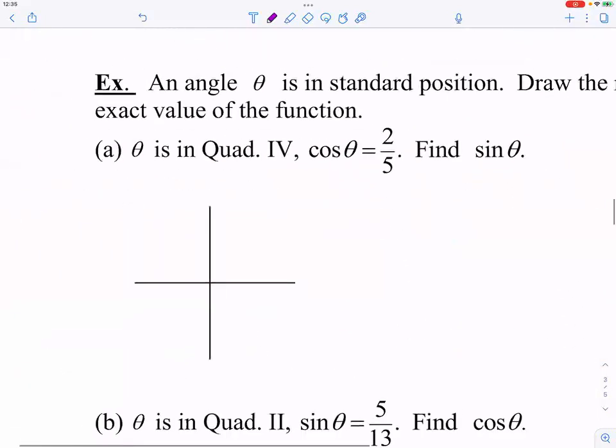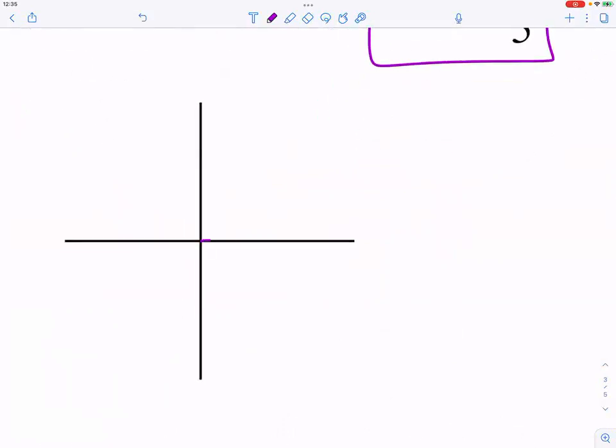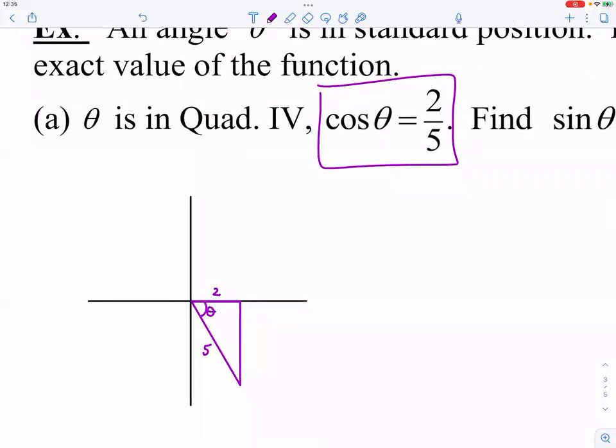Now, over here on the next page, we are doing the reverse. We are told the angle is in quadrant 4 and cosine theta is 2/5. Could you please find out the sine theta? When they tell you cosine theta is 2/5, what does the 2/5 mean? Adjacent over hypotenuse. That's basically what it means.